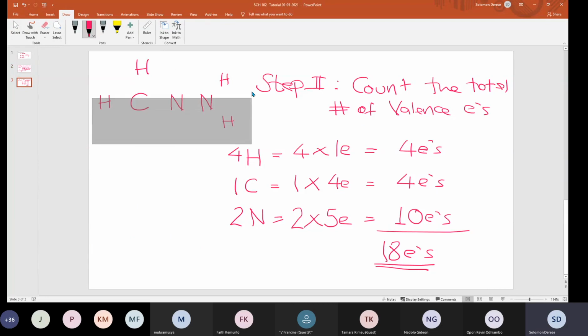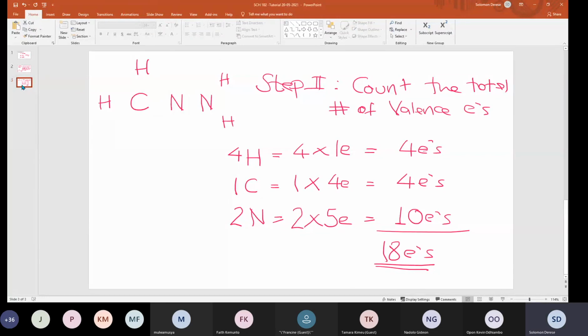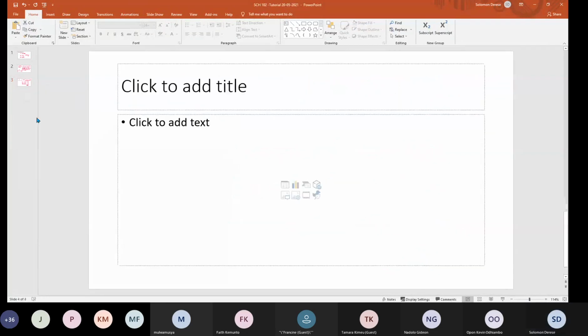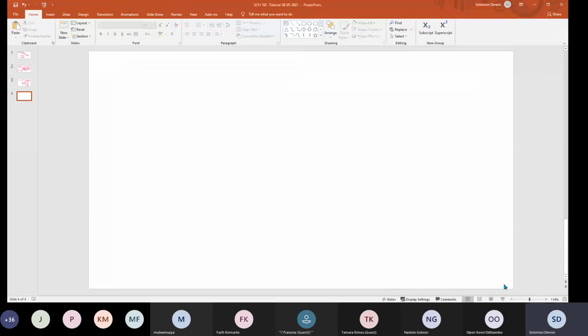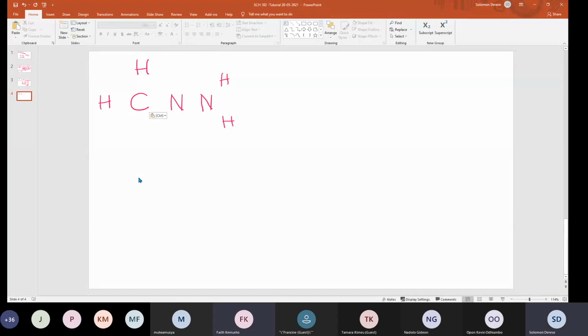Okay, so let me pick this one as we go to step 3. What should step 3 be? What is step 3? We add the bonds and lone pair of electrons. So you add bonding and non-bonding electrons.